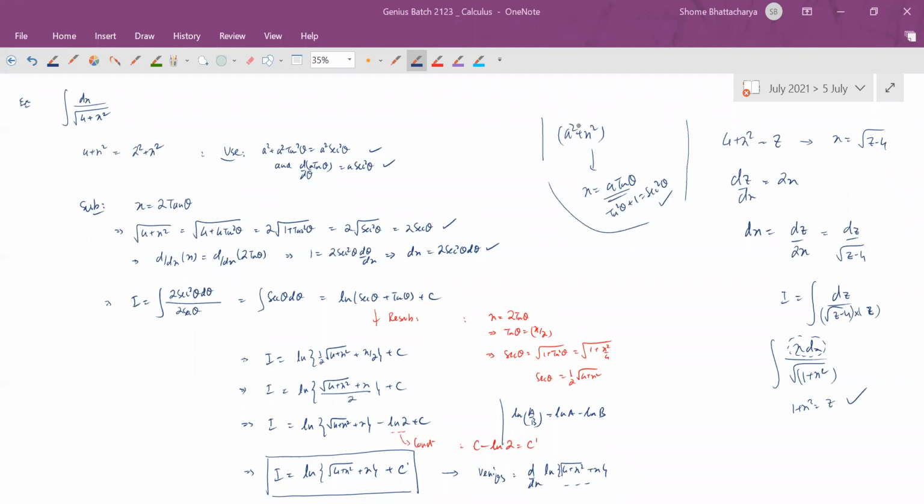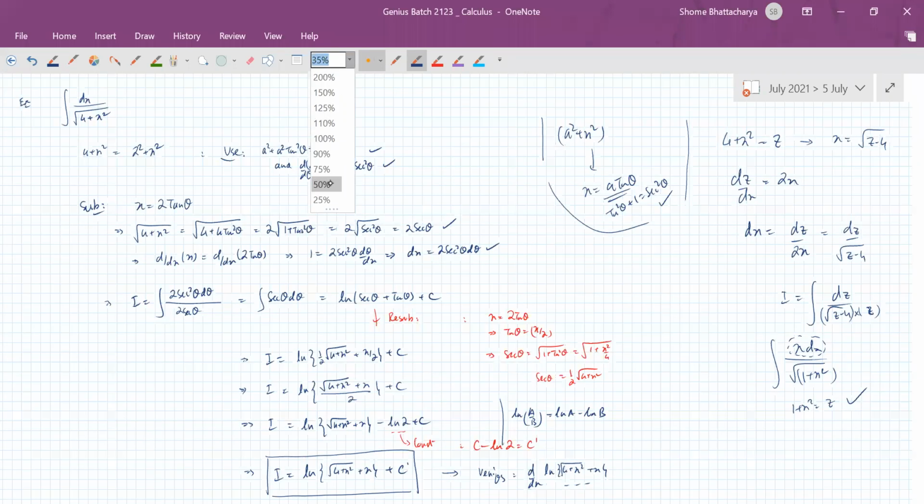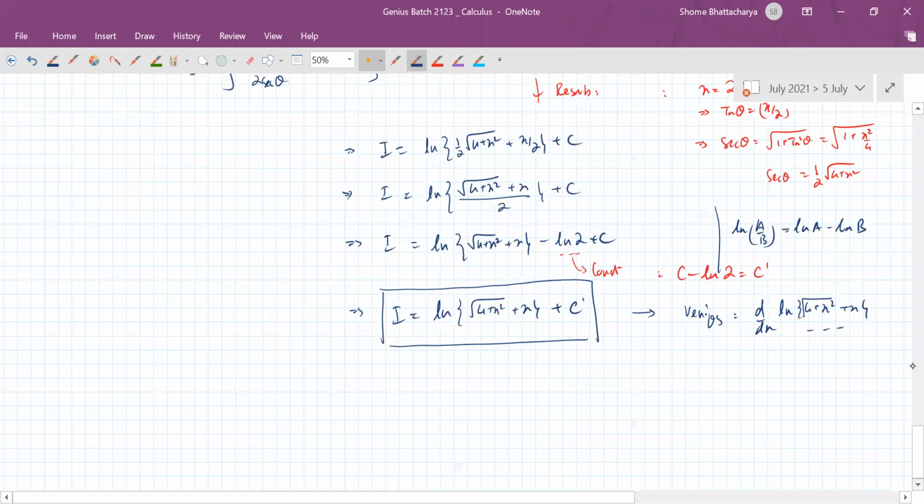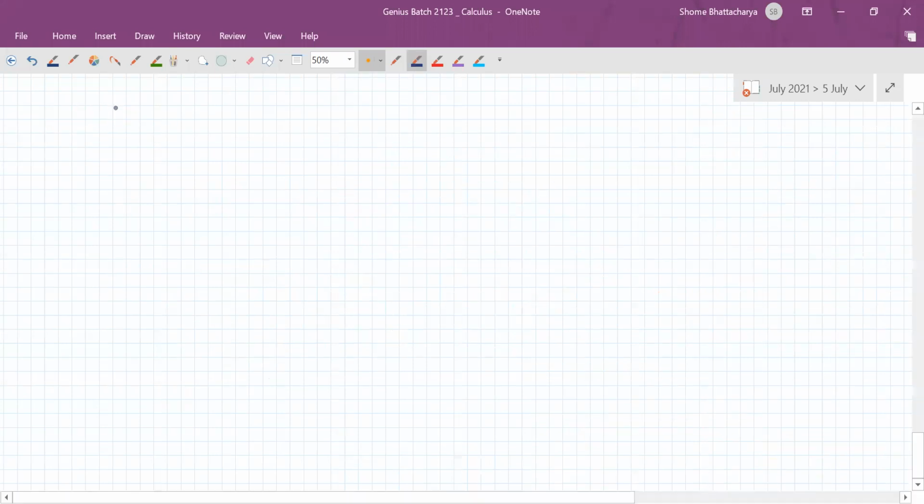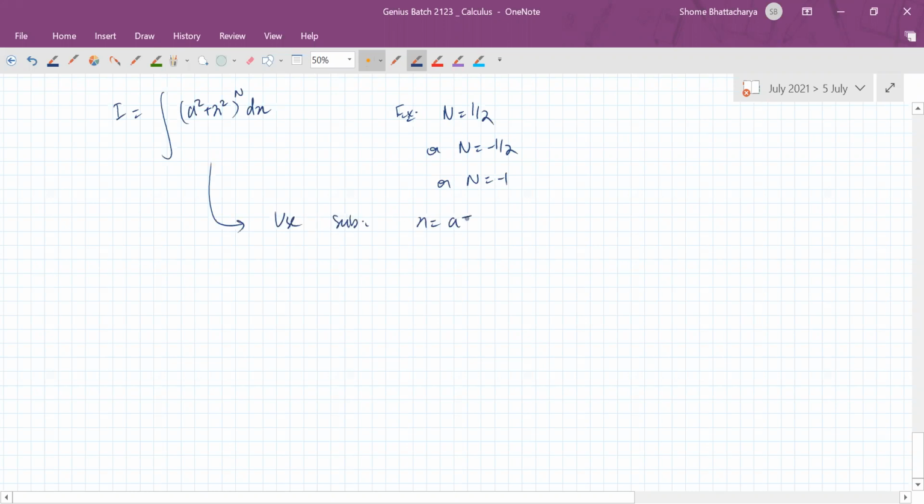Exactly. That's correct, Bhavika. Okay. So now to generalize this particular method, we can see that if we have any integration of the type a square plus x square to some kind of power n, then, obviously n should not be 1, because if n is 1 we can directly integrate it, but in general any other power, like n is half or n is minus half, like the previous one we did, or n equal to minus 1, any of these, then we can use the substitution x is equal to a tan theta.